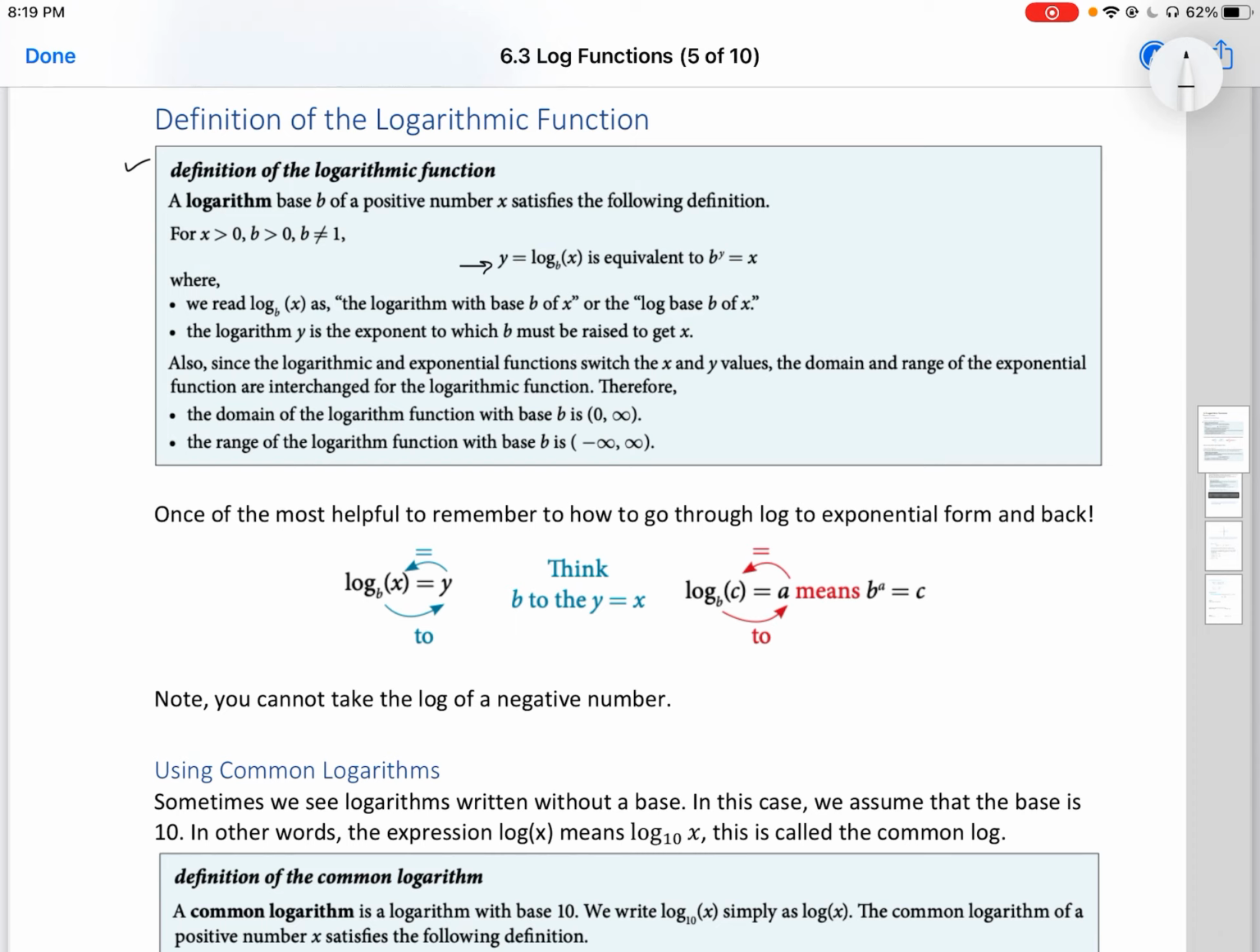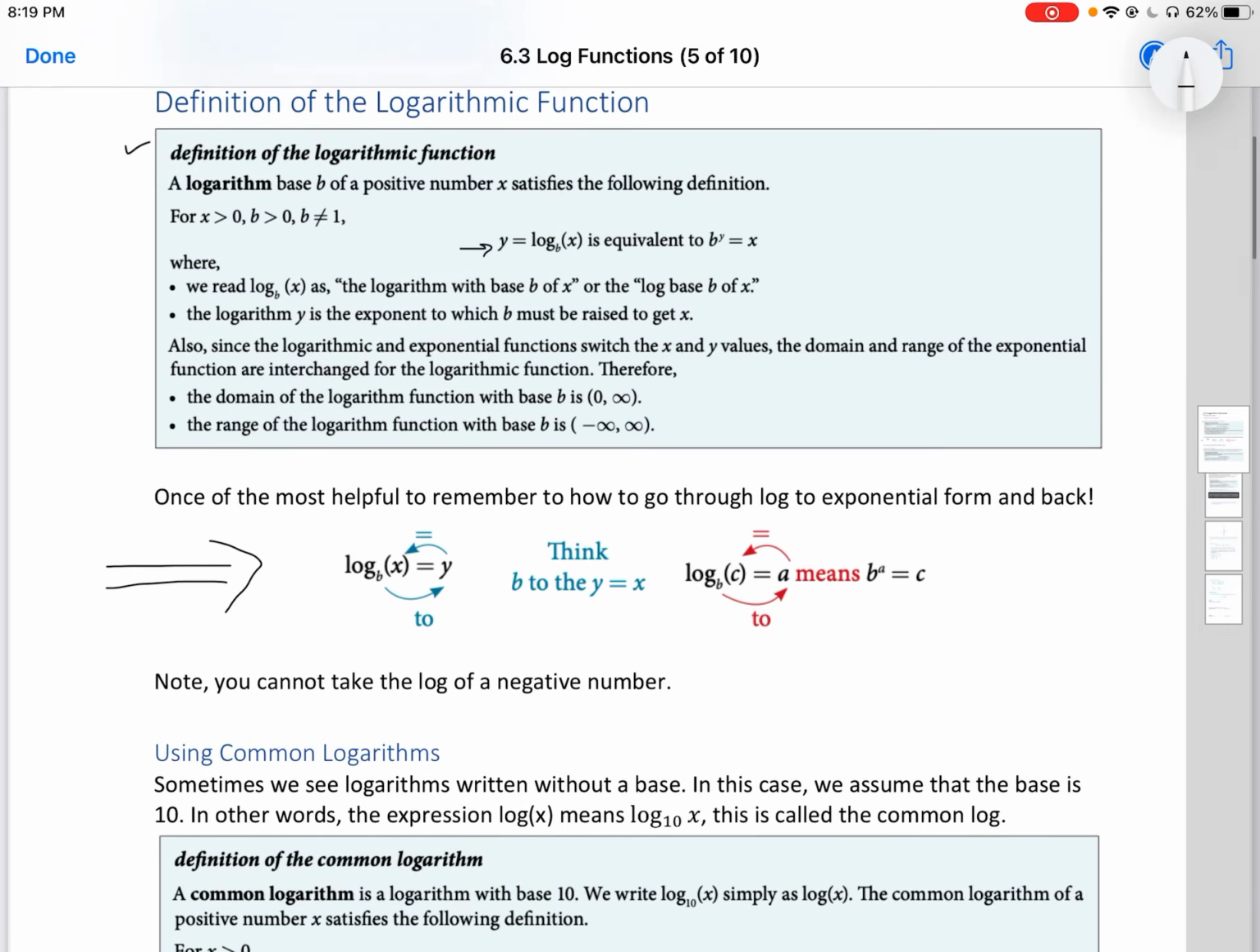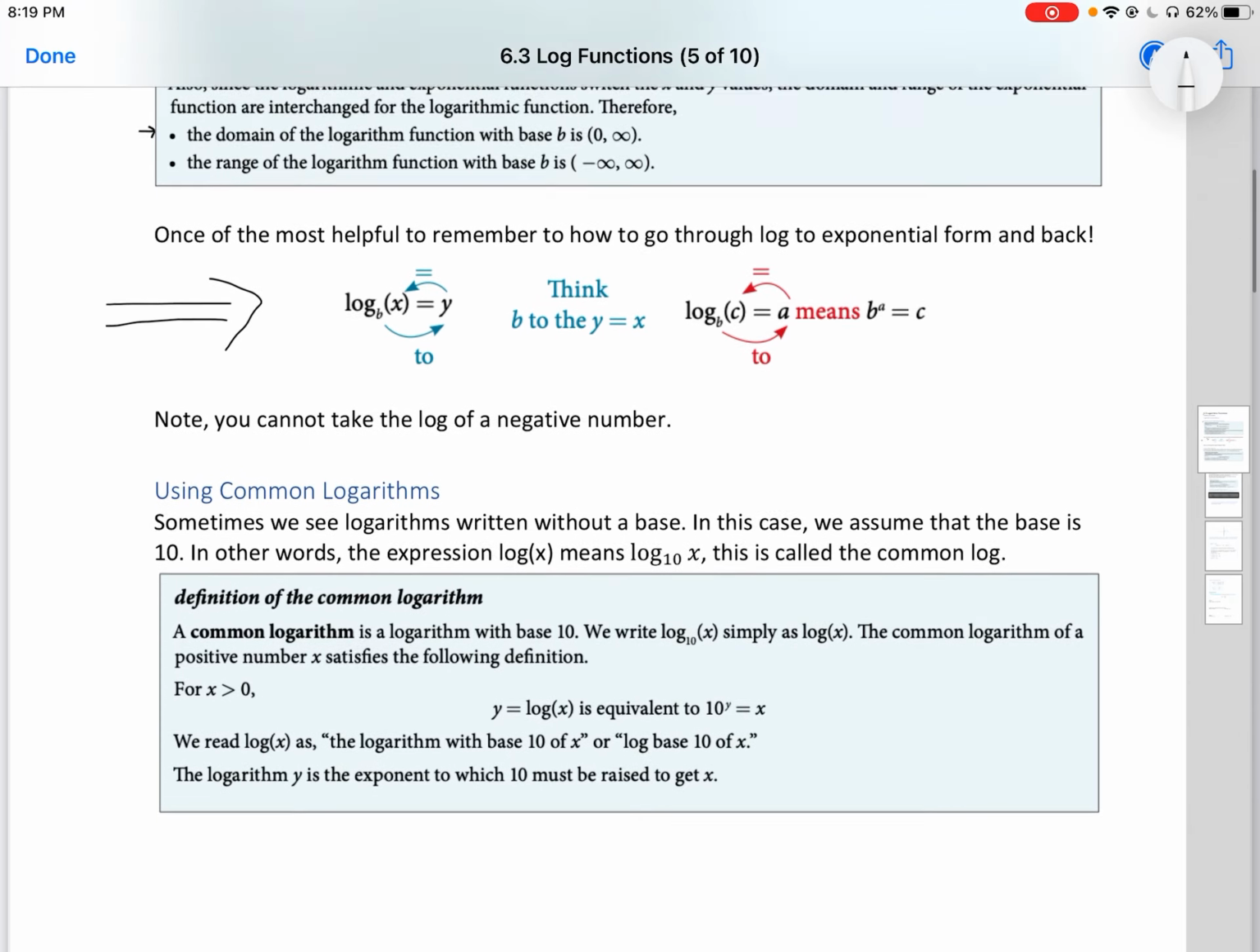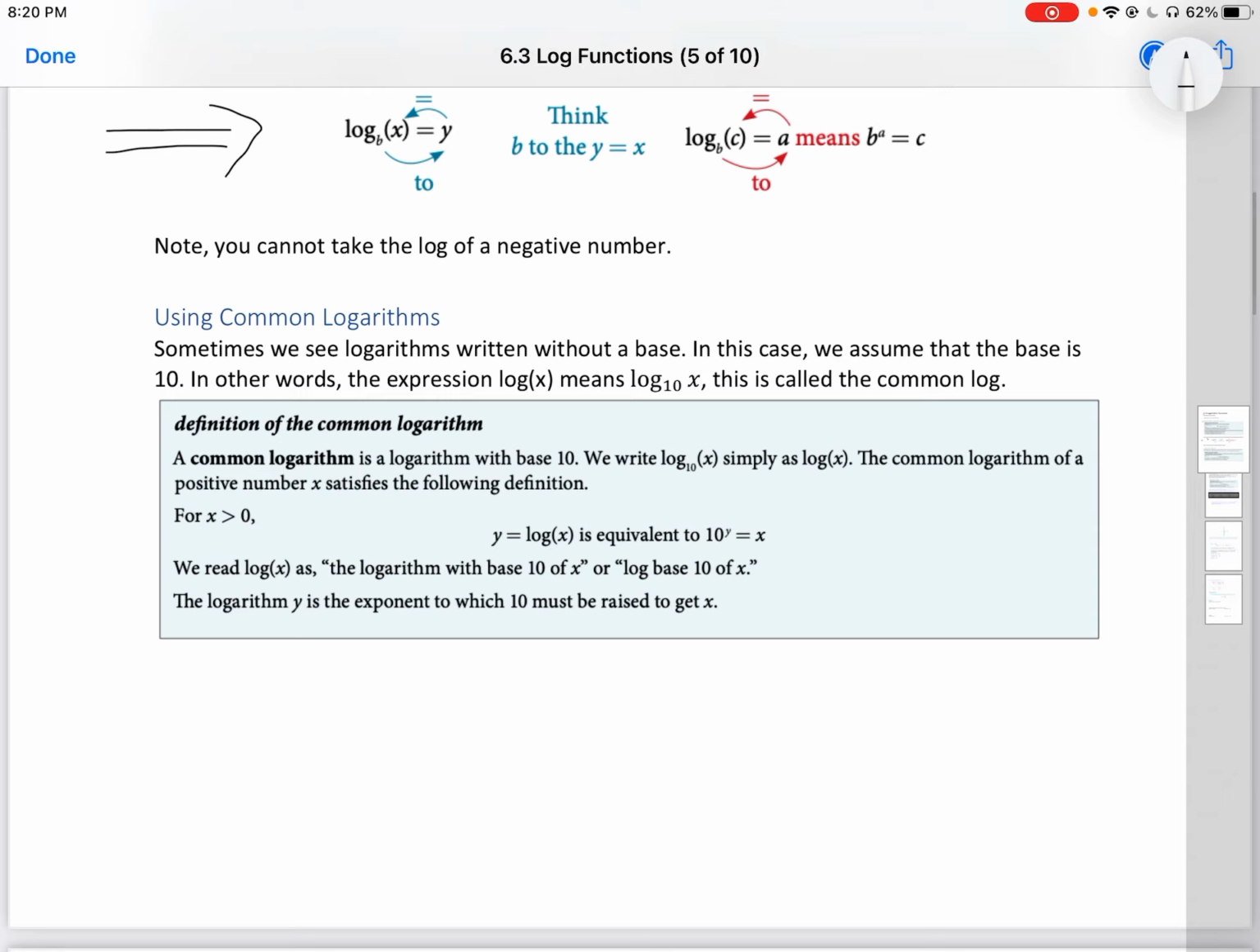And you see this here. This is very helpful. Remember, you can always go from logarithmic form to exponential form. It just depends what you're working with and how you want to approach the problem. Some other important things to note is that the domain of a logarithm with base b is from 0 to infinity, and the range of a logarithmic function is from negative infinity to infinity. And you cannot take the log of a negative number.